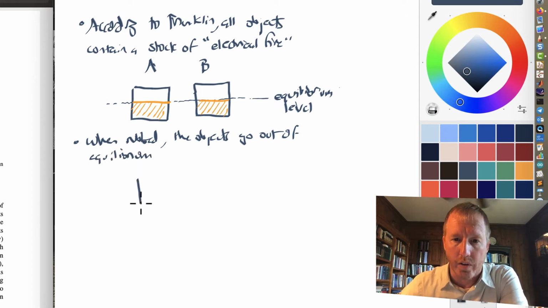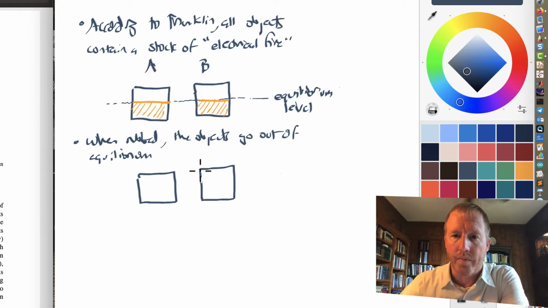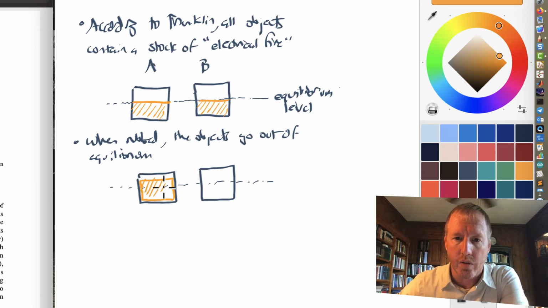So I'm going to redraw them. The same objects, and whereas the equilibrium level was here, maybe after rubbing them, this one has acquired some of the electrical fire from object B, so it has too much electrical fire within it, and the other object has lost some of its electrical fire. Okay, so according to Franklin, object A would then be positively charged, and object B would be negatively charged. This is Franklin's terminology.